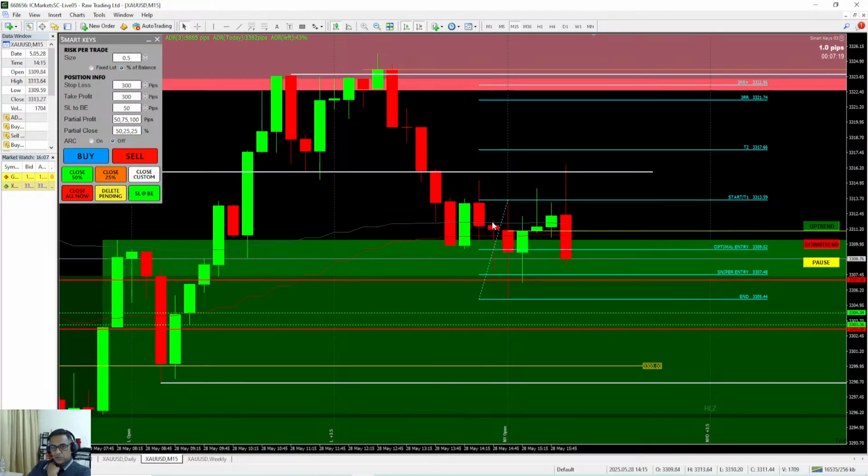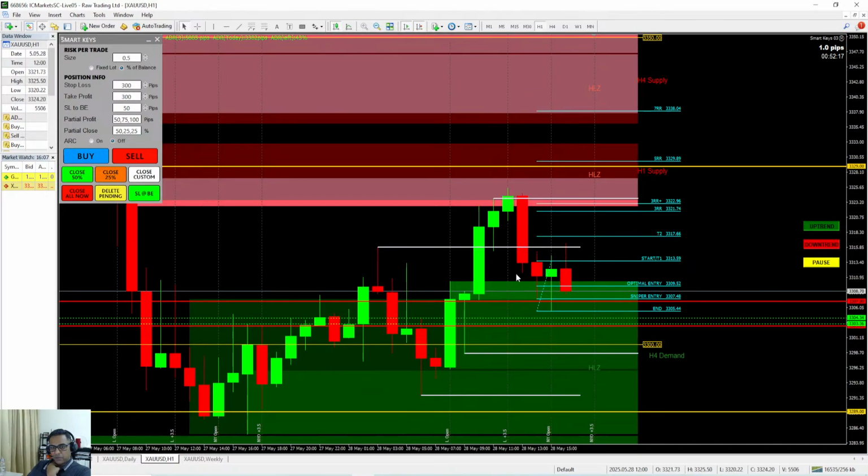So over 2 hours, just going sideways. Look at the 1 hour time frame, just moving sideways. You don't want to take a trade here. Below is good, above is good, not in the middle here.